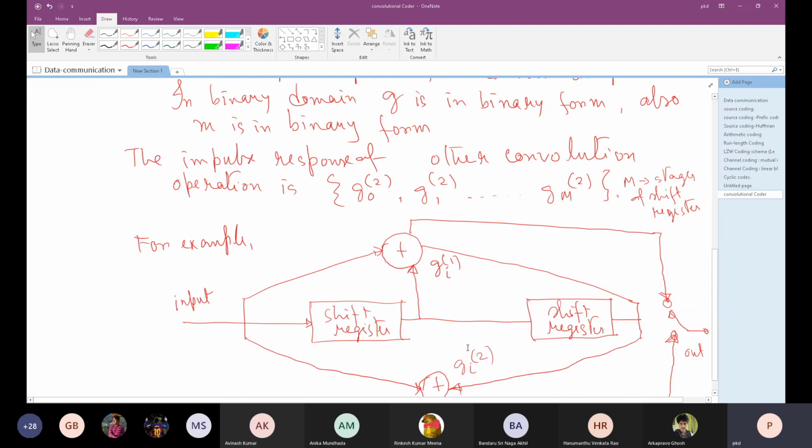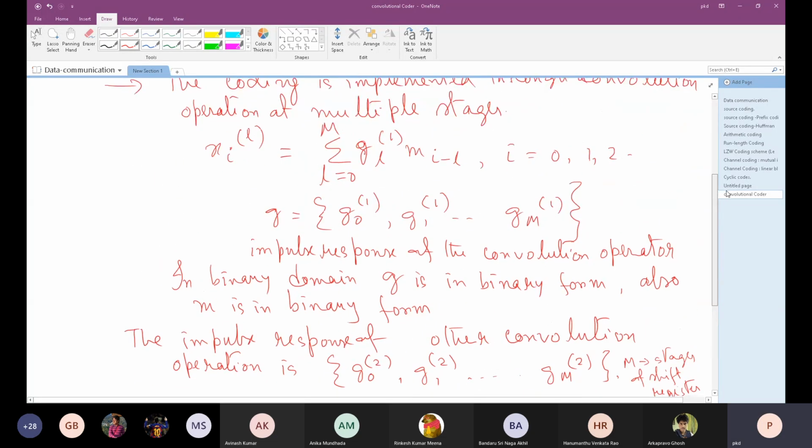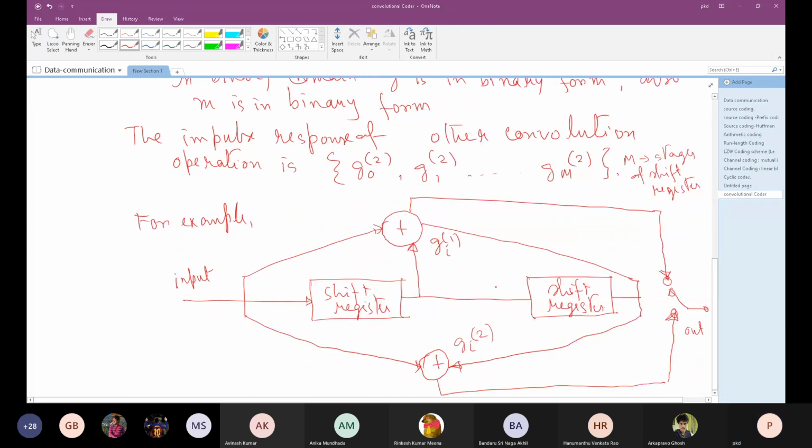Here there are two generators, G1 and G2, and they will have impulse responses depending on the number of shift registers. In this case there are two shift registers, so the length of the impulse response of G1 and G2 would be 3. The output we have defined as xi. Usually these outputs are also referred to as the parity bits.